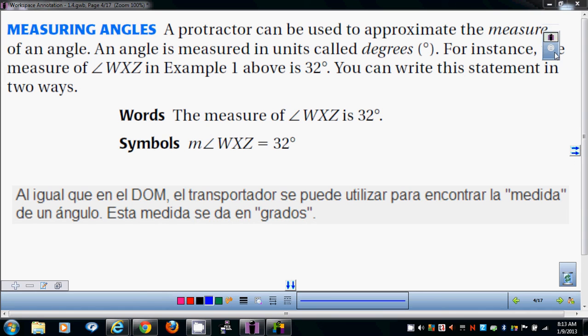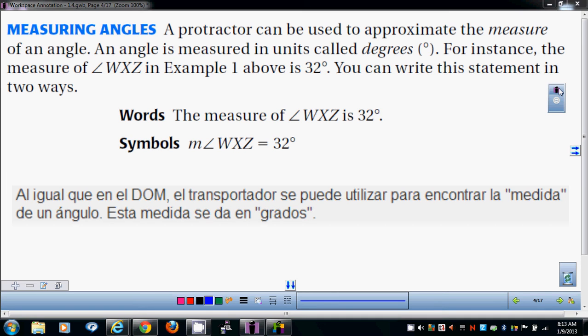You don't have to write this down, because I'm pretty sure most of you could just figure this out. But like we talked about in the DOM, a protractor can be used to measure an angle. When I ask you to tell me how many degrees that angle is, you're telling me the measure of that angle. That's what you call it. And the way you're going to write that, you could write it out in words, the measure of angle WXZ is 32. But the easier way is just shorthand like this. It says that the measure of angle WXZ equals 32.